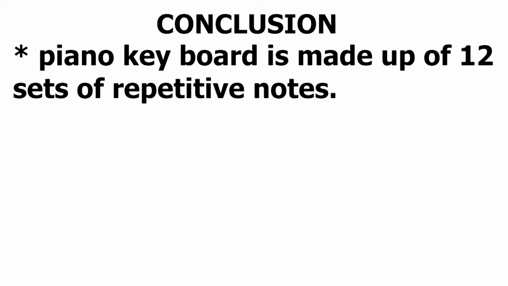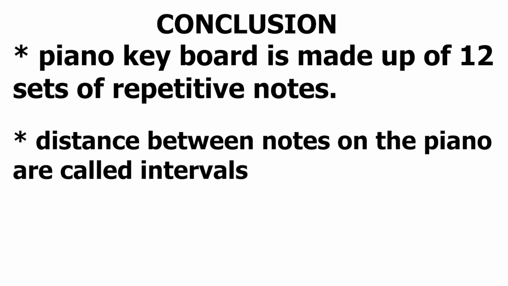To conclude, the piano keyboard is made up of 12 sets of notes, consisting of 2 sets of black notes, a big jump, and then 3 sets of black notes. And this repeats throughout the entire keyboard. Intervals are the distance between notes. A step from one note to another note makes it a semitone. A whole step from one note to the other makes it a tone. And we can use this theory to construct the major and minor scale using these simple formulas.